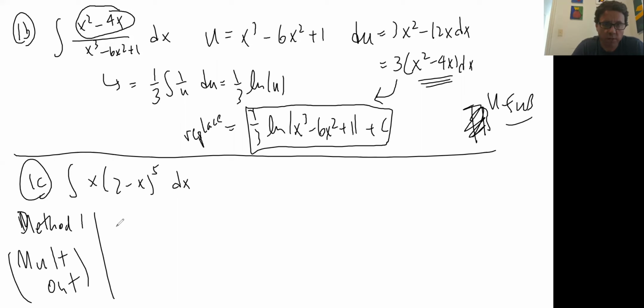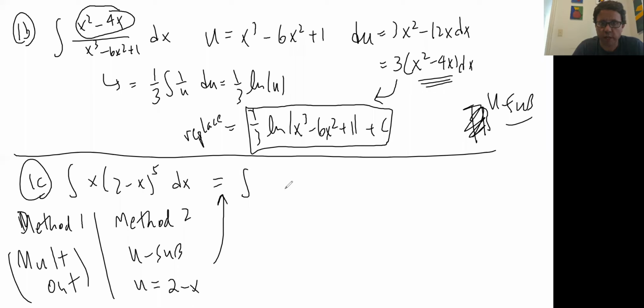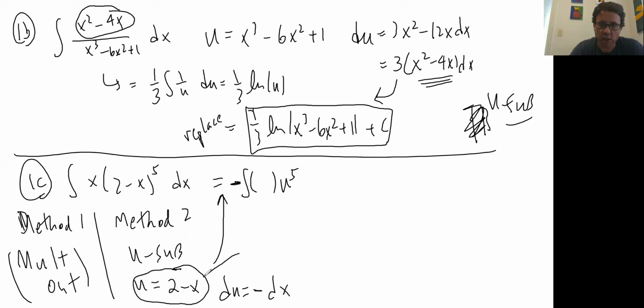Method two, if we did u sub on this, if you do u equals 2 minus x, then when you substitute that in, it looks a little strange because you'll have u to the fifth. Du, and this is where I think, just be careful, it's minus dx. We're going to pick up a minus. And then the other x, this is the sneakiness here, I have to use this u sub again. To get x is 2 minus u, and then substitute that in. So it's like a full substitution, not just for the 2 minus x in the fifth power, but this.